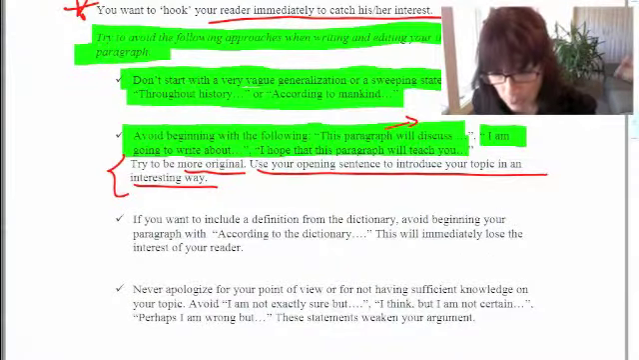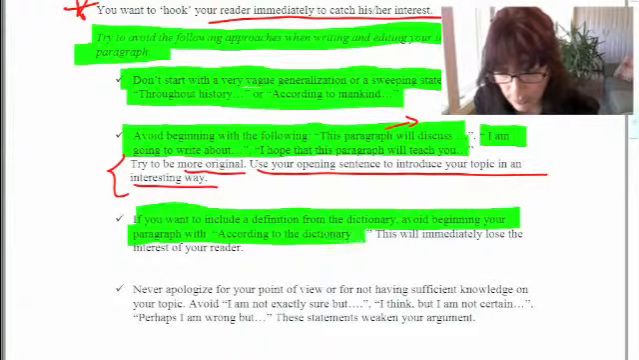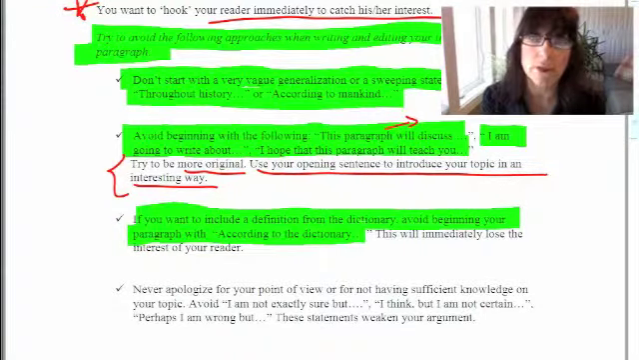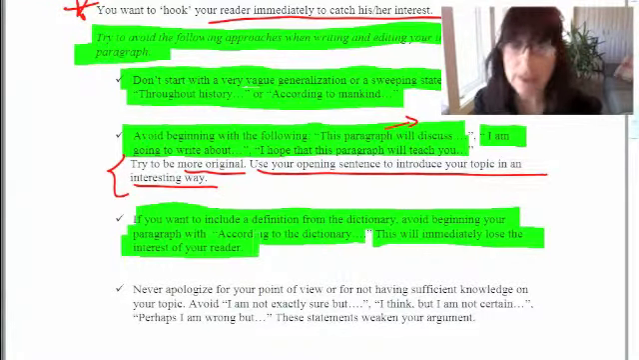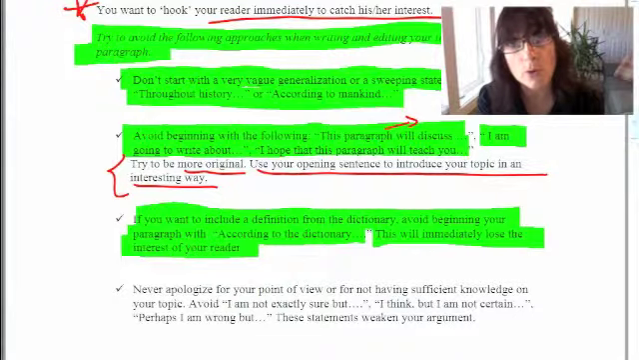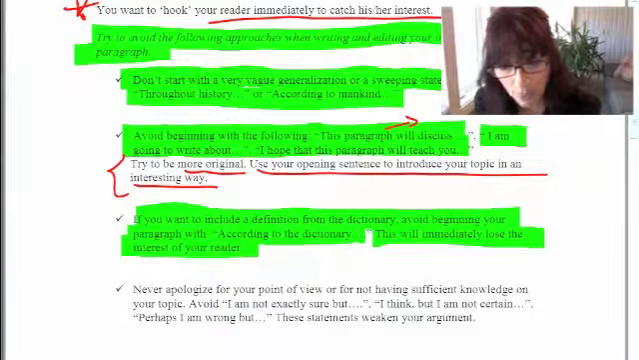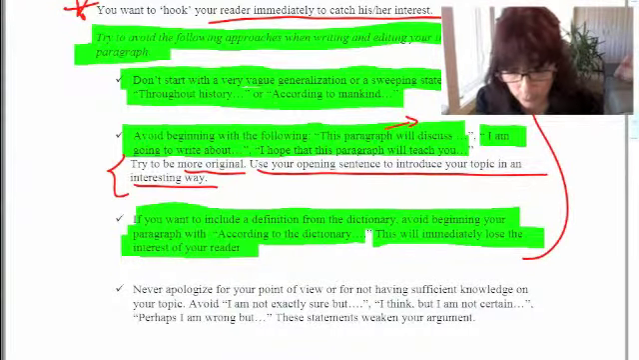Another point you would want to avoid is starting with a definition from the dictionary and beginning by saying according to the dictionary and then giving the dictionary meaning. You'll immediately lose the interest of your reader. Why not just start with your own interpretation or your own definition? Look a word up in the dictionary and use your own words, but you don't have to say according to the dictionary. So these are all openings that are very boring and you could easily lose your reader.